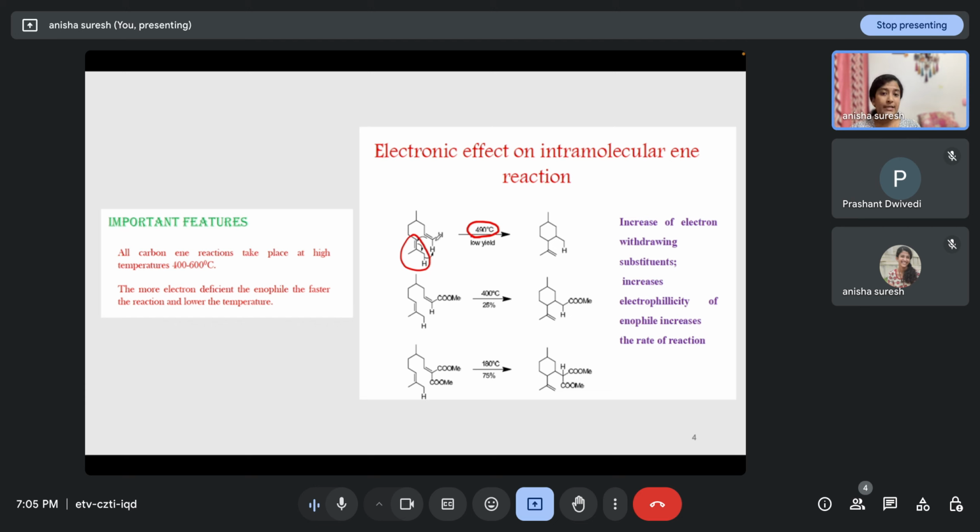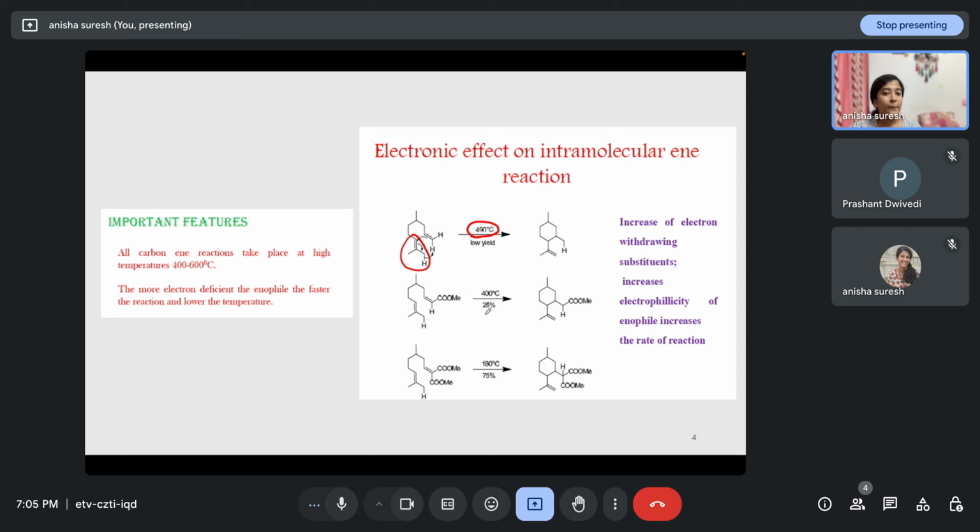If we substitute one of the hydrogens with a carbonyl group like COOMe, which is an electron withdrawing group, we can see the temperature has come down and the yield of the reaction has also improved. So the reaction takes place a little faster compared to that case. Here this is the ene component and this is the enophile component. The enophile LUMO has been brought down by introducing this electron withdrawing COOMe.